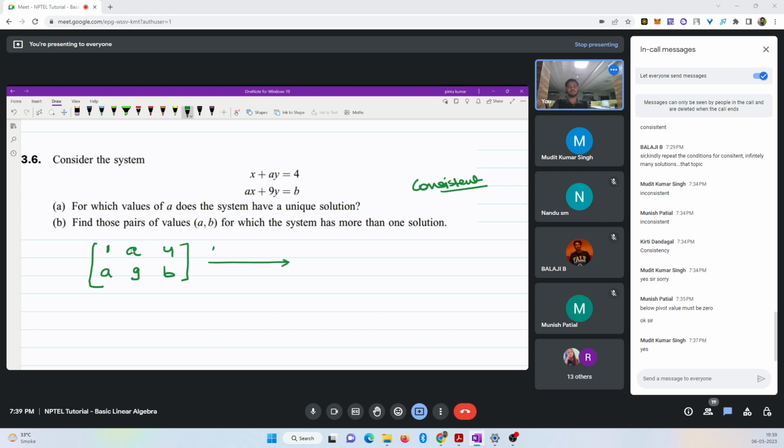So this would be R2 goes to R2 minus A into R1, since A is a scalar. You will get something like 1, A, 4. A times A is 0, this is 9 minus A square, and this is B minus 4A.